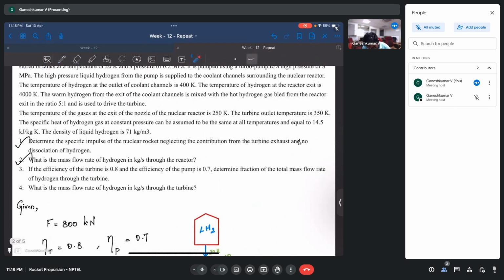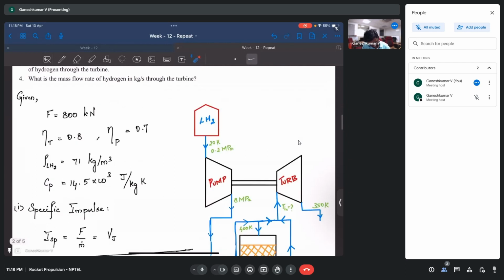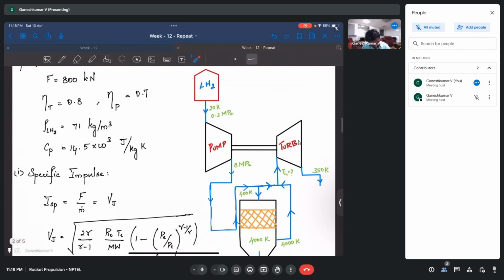The warm hydrogen from the exit of the coolant channel is mixed with total hot hydrogen gas. Okay, so this coolant channel is giving hydrogen at 400 Kelvin, which is warm, and the reactor exit is giving hot hydrogen gas, which is at 4000 Kelvin. These two are getting mixed, and then sent to the turbine. So you know the temperatures before mixing. You just need to find the temperature after mixing.